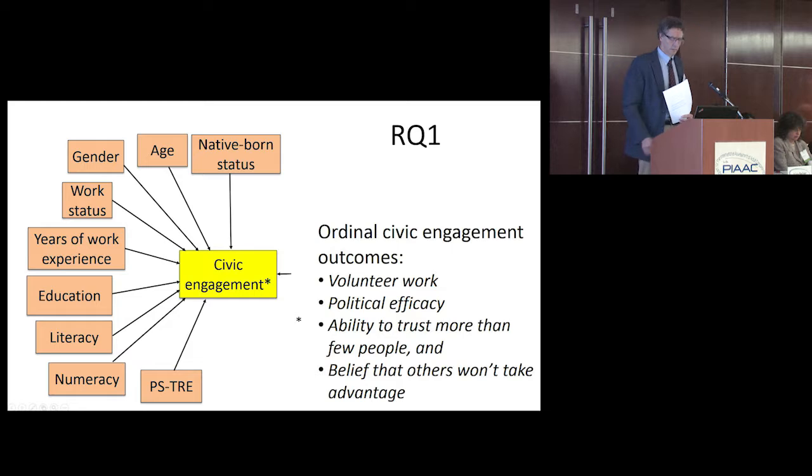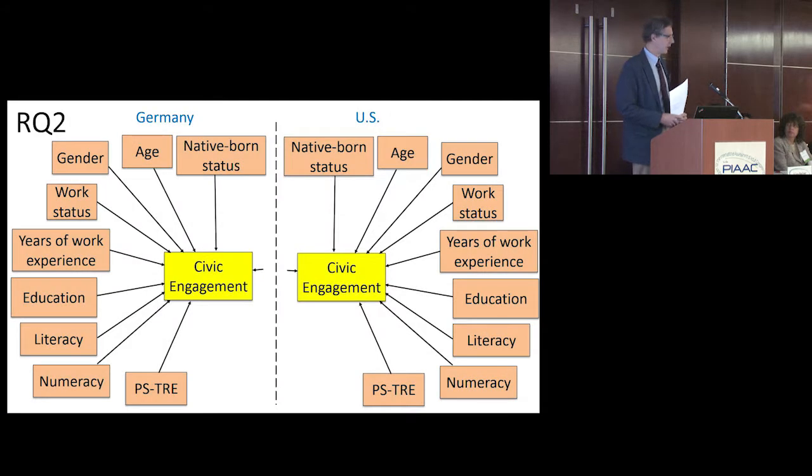And for research question 2, again, the same regressions, but done in a multi-group regression framework for both Germany and the US. And again, the same predictors and the same four outcomes.